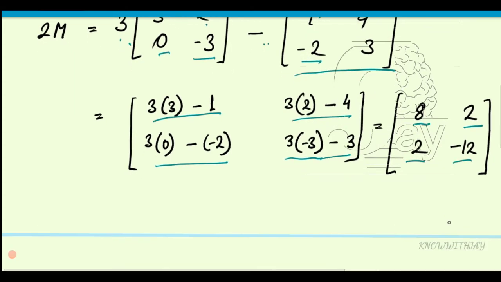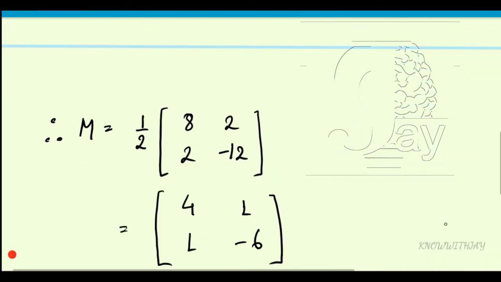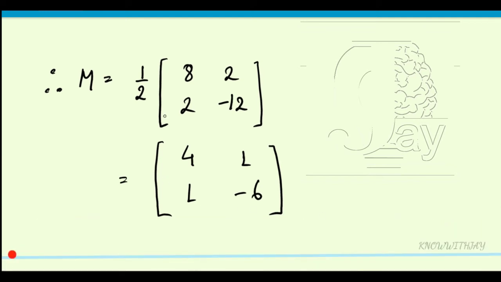So what is the matrix M? Then we have to divide the matrix by 2. So we have to divide each of the elements by 2. 8 divided by 2 is 4. If you divide each of the elements, you get 4, 1, 1 and minus 6. So this is our required matrix M.